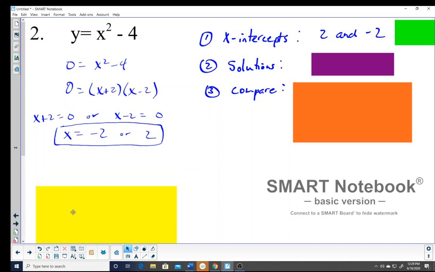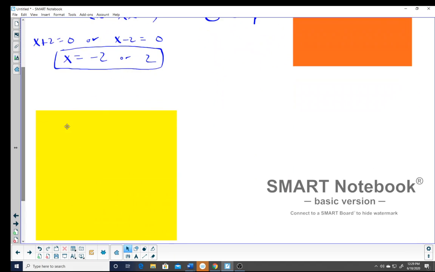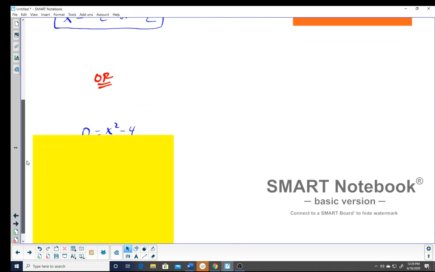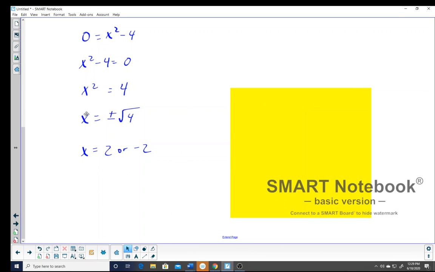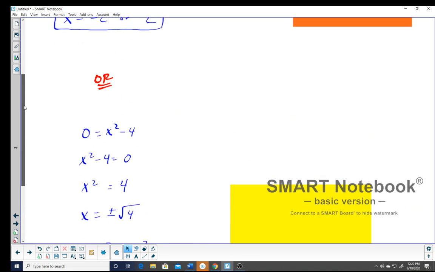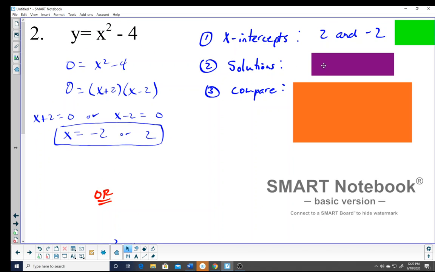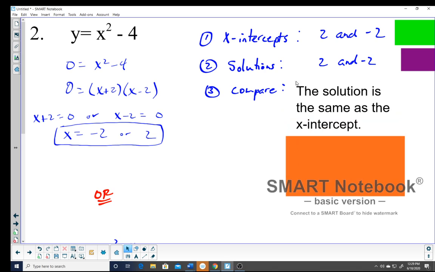Now remember, you could have also solved it by using the square root method. If x squared minus 4 equals 0, then you could add 4 to both sides, get x squared equals 4, and then take the square root of both sides, and you also get 2 or negative 2 as your solution. So two different ways to easily find the solution for that. So your solutions are 2 and negative 2. What do we notice? The x-intercepts are the same as the solutions.